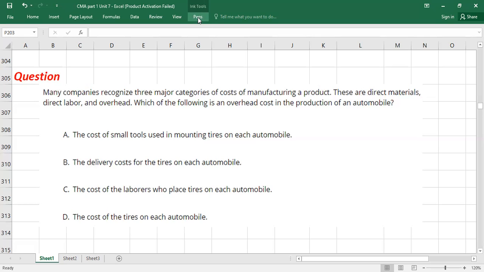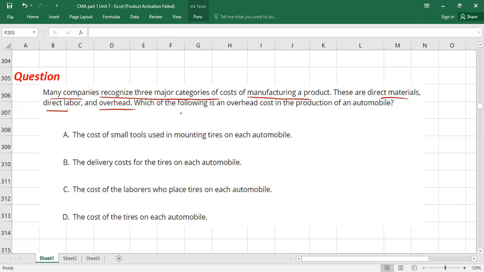Okay, so let's read the question again, what you are being asked. The question is about many companies recognizing three major categories of cost of manufacturing a product. Which three major categories? These are direct material, direct labor, and what? Overheads. These are three categories, right?